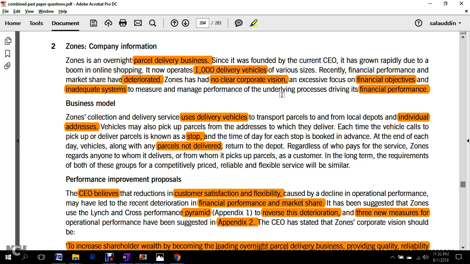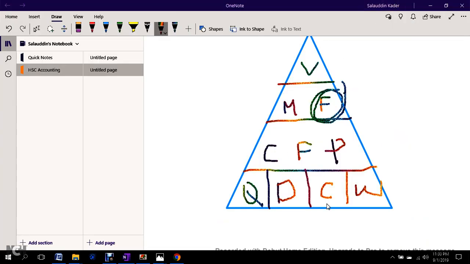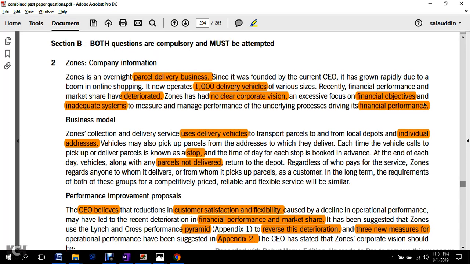Elements in the pyramid are interrelated. I told you earlier, all the elements are interrelated. I discussed, right? So each level supports another level. For example, here they talked about stops. What is a stop? When they pick up the parcel from the address, or deliver to the address. Each time the vehicle calls to pick up or deliver a parcel is a stop. So a stop is the point of delivering or receiving the parcel.